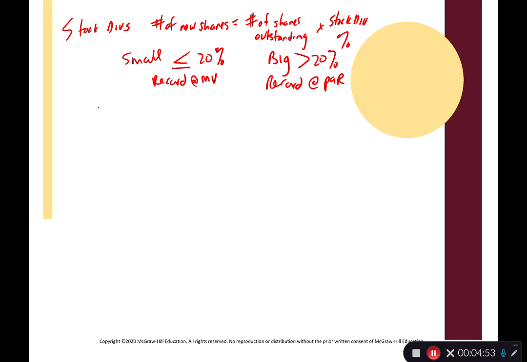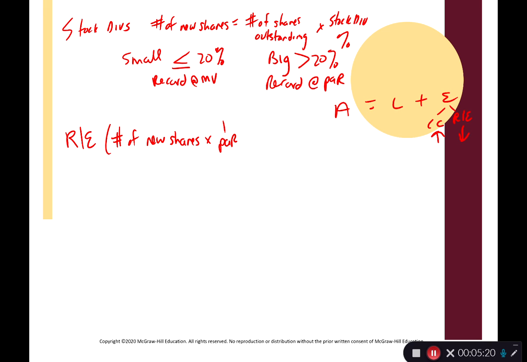When we do our entry, no matter if it's big or small, all that happens is we're moving money out of retained earnings into contributed capital. So retained earnings goes down, contributed capital goes up, and the net effect is 0. So with that said, our journal entry is going to be debit retained earnings for the number of new shares times par, if it's a big, or market value, if it's a small stock dividend.